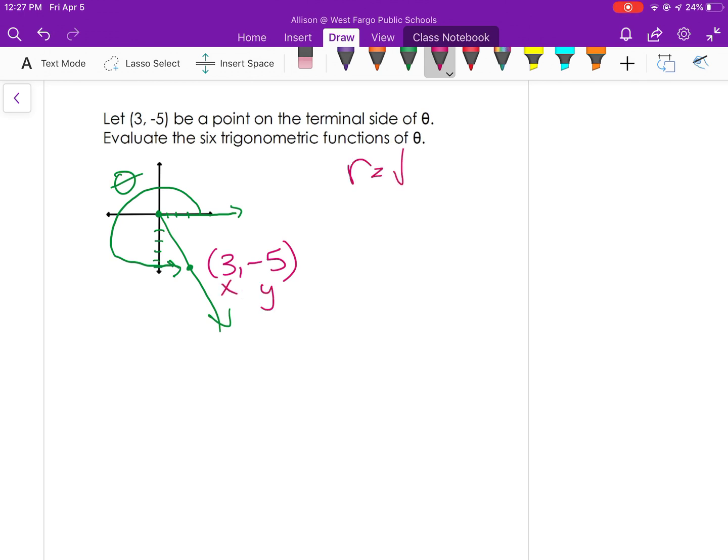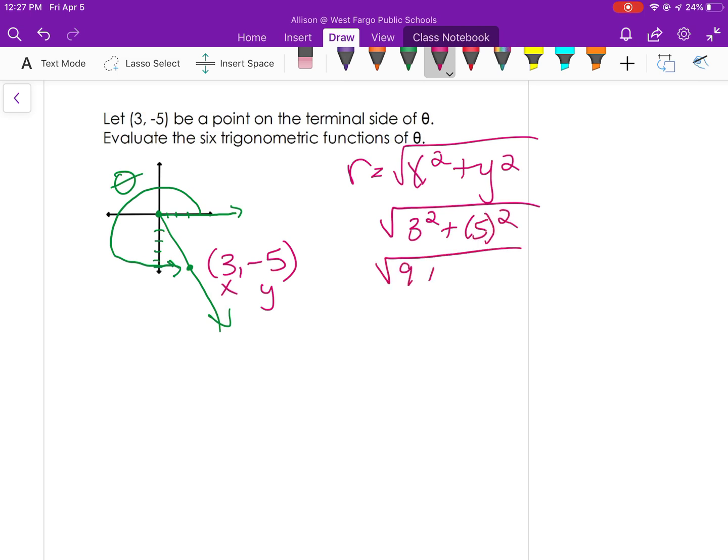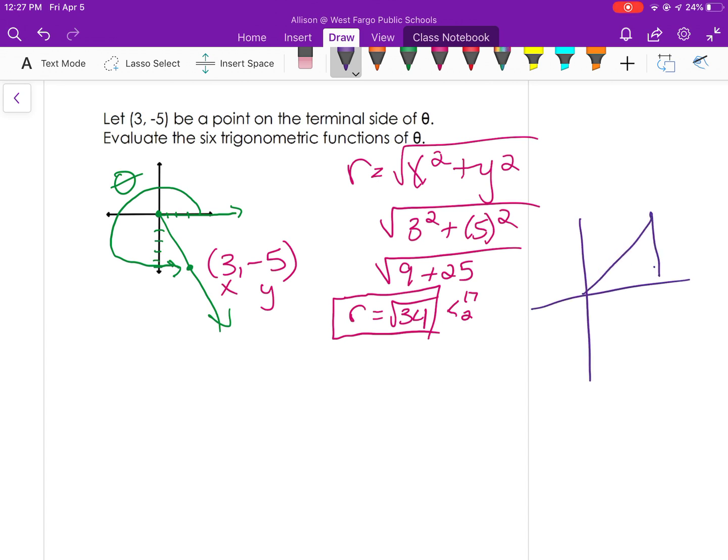So I can solve for r by using the square root of x squared plus y squared. So it'll be the square root of 3 squared plus -5 squared. It's going to be the square root of 9 plus 25, which will be the square root of 34. Now 34 is 17 and 2, so it doesn't reduce any further. So my radius for this circle, if I was to go all the way around, would be the square root of 34.